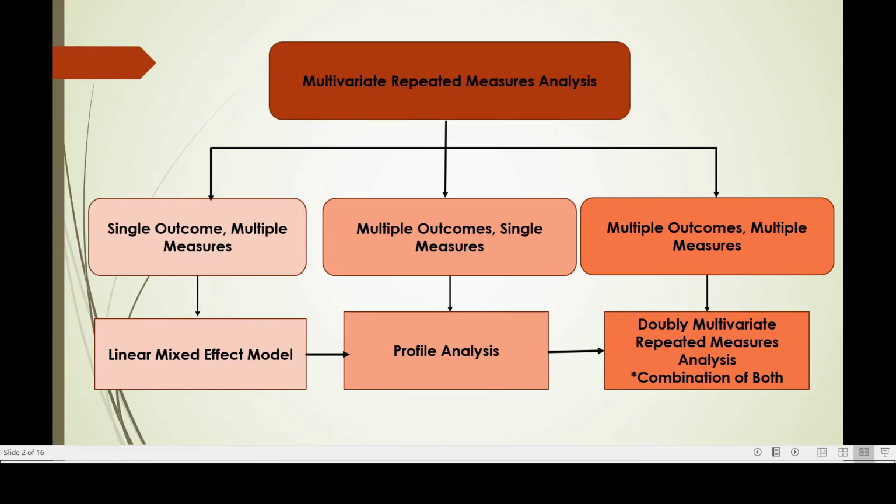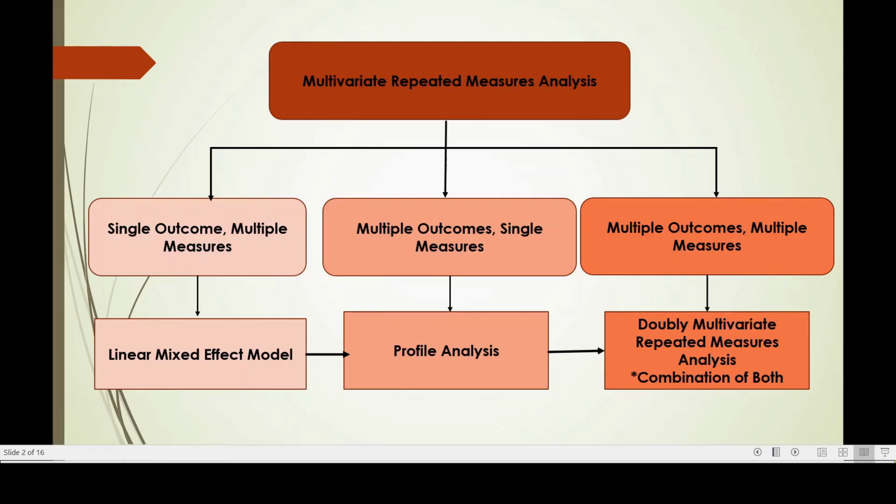Multivariate repeated measures analysis is actually a very broad area of multivariate statistical analysis, and there are three data scenarios that fall under this broad umbrella. The first scenario is when we have a data set where there is one outcome of interest, and this outcome of interest has been measured repeatedly. When we have this scenario, the statistical method that we would use to analyze this kind of data set is called linear mixed effect model.